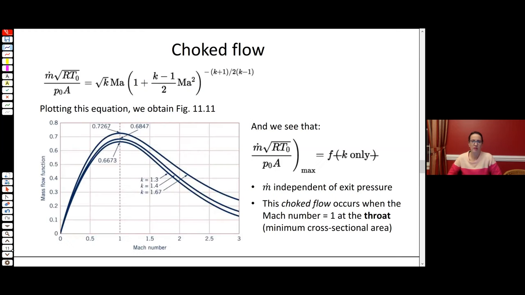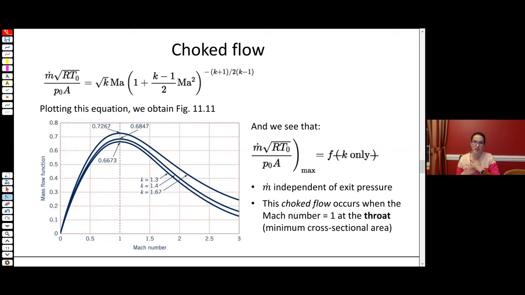So, well, we have flow in a converging, diverging nozzle. We've rewritten this expression here for the non-dimensional mass flow rate, right? And we plot this down here on the bottom left. This is the mass flow function versus the Mach number. What we see is that for that critical case where the Mach number is equal to 1, the mass flow rate just depends on k, right?